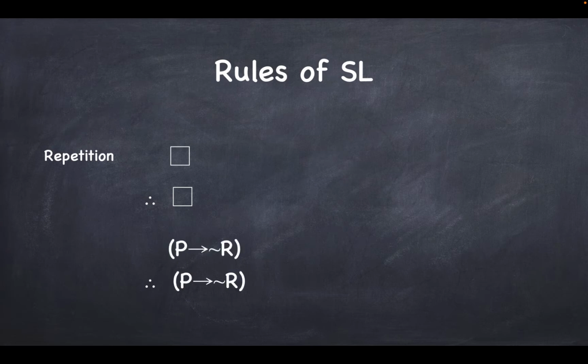But you can also apply repetition to something more complex, like this conditional that has P as its antecedent and not R as its consequent, or if P then not R. You can cite repetition and conclude, therefore, if P then not R, for any well-formed sentence.